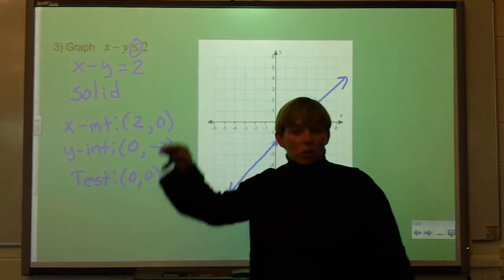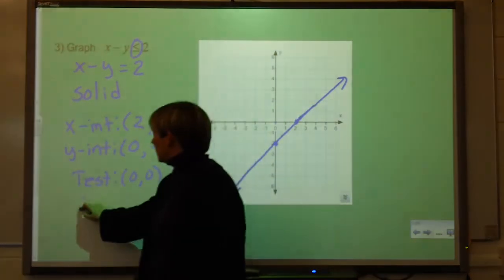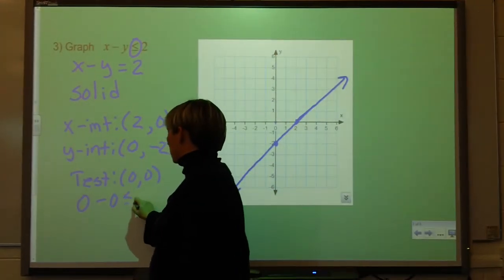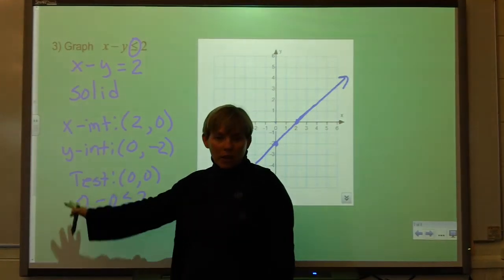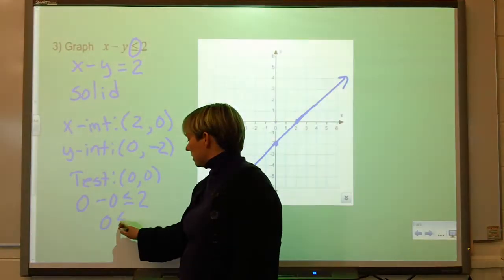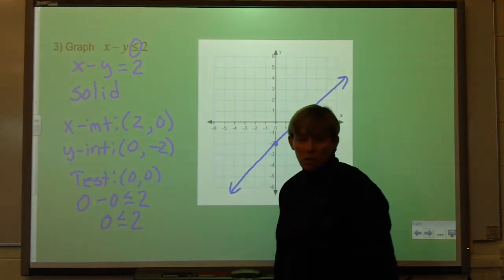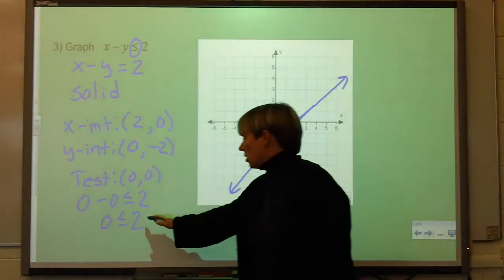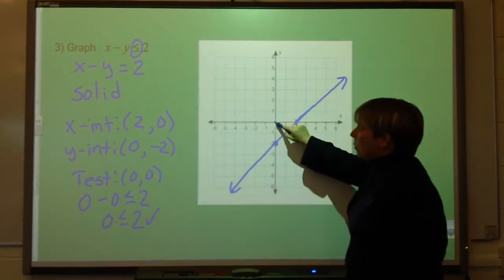So I'm going to plug it straight into my inequality, and I'm going to say 0 minus 0 is less than or equal to 2. Simplify this side up. We have 0 is less than or equal to 2. Is that true? Yes, 0 is less than or equal to 2. So my test point worked.